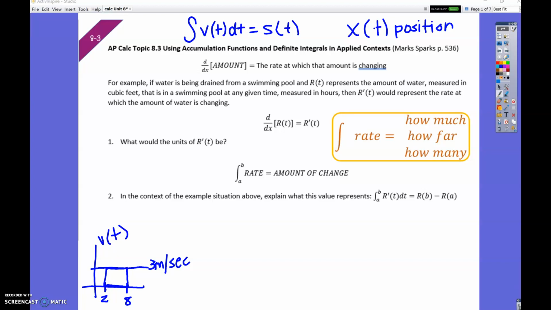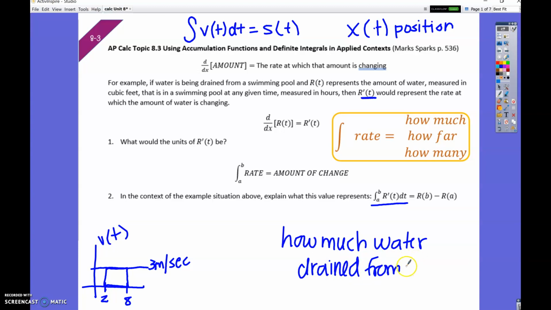In the exploration for 8.3, they're talking about water being drained from a swimming pool. R is how much water is in the pool, measured in cubic feet at any given time. So R prime is the rate at which the amount of water is changing or leaking out of the pool. So when they say they want to integrate the rate that the water is flowing, and we'd find R of B minus R of A, that would tell us how much water is in the pool. Not how much water is in the pool, sorry. How much water drained from the pool.